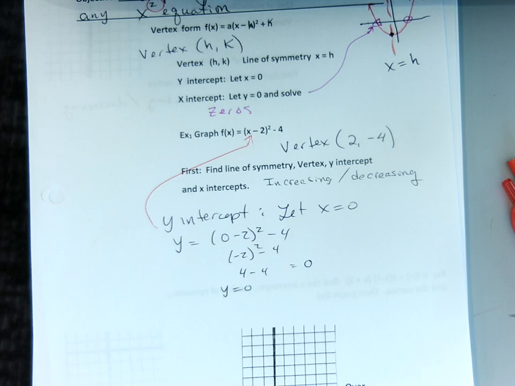Okay. Then, since we're in algebra 2, we'll start talking about x cubed, x to the fourth. We're going to start doing polynomials. Let me show you. It's okay. It's going to be good.